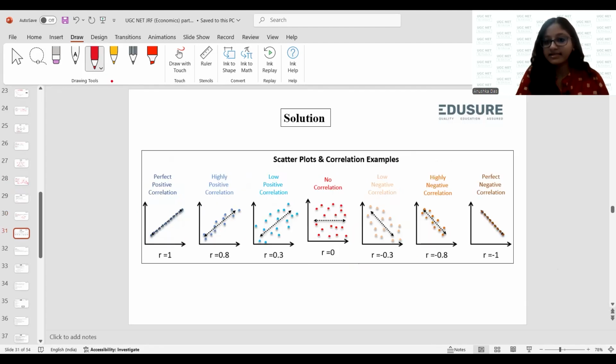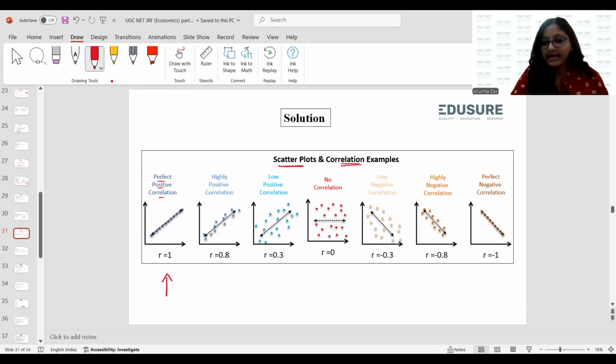So here you can see the relationship. Scatter plots: how do you identify the correlation using scatter plots? Here I have given you all the possibilities. So this is the first possibility that they have asked in the question, that all the points are on the black line. All the blue points are exactly falling on the line from left to right. This is perfectly positive correlation.